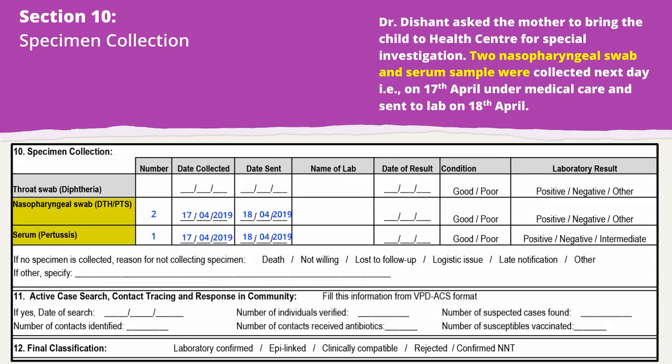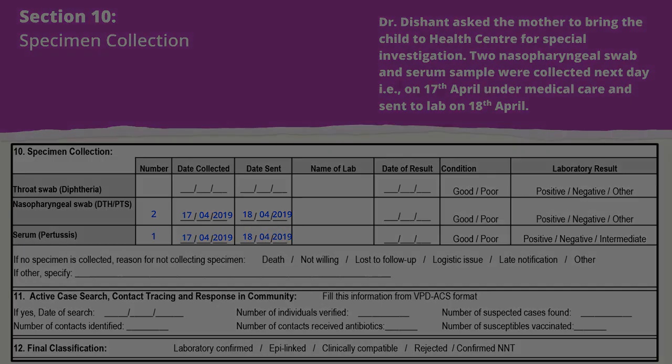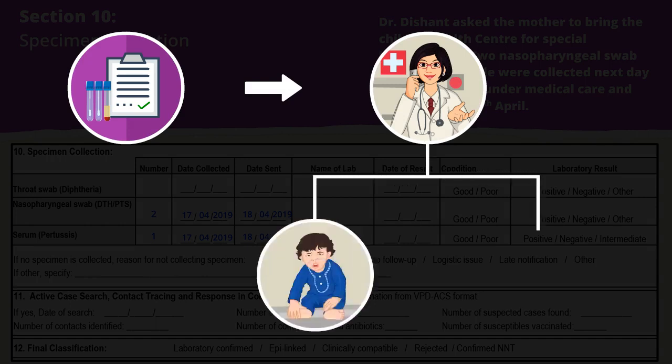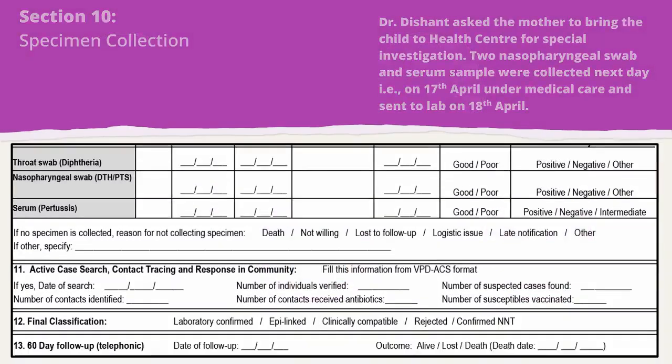Nasopharyngeal swab and serum samples were collected on 17 April. Samples were sent to the lab on 18 April. Once the lab result is available, DIO or SMO office should share it with the patient and health facilities.